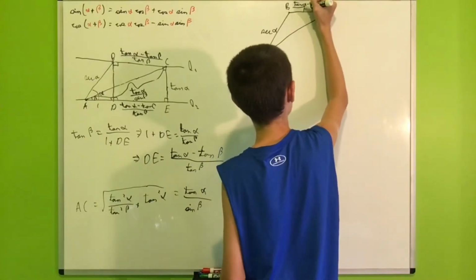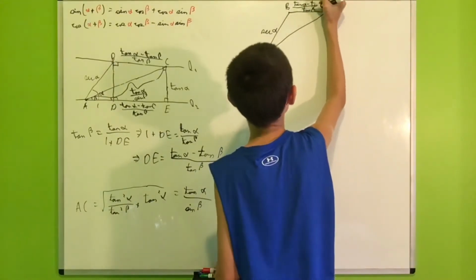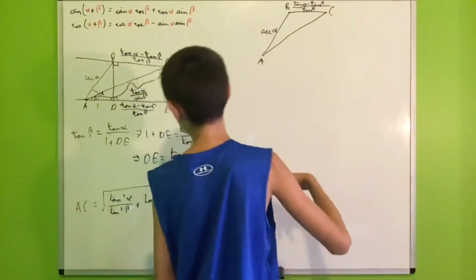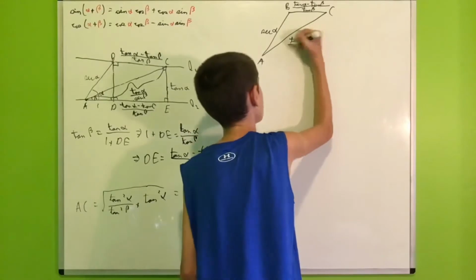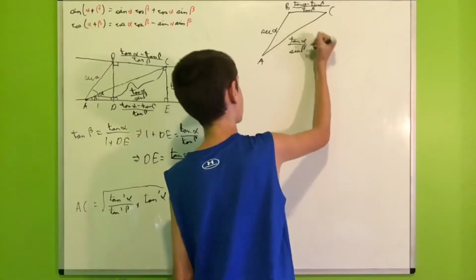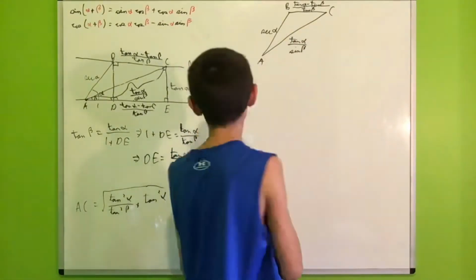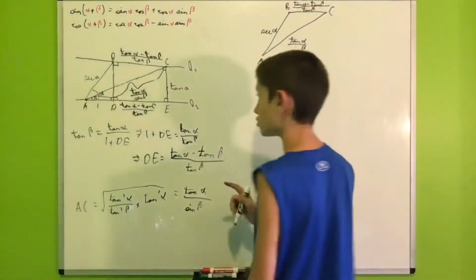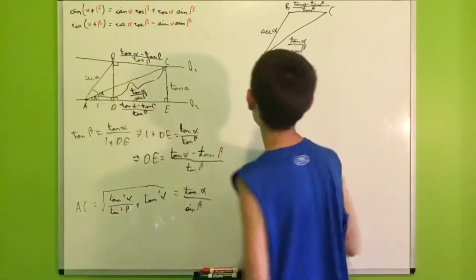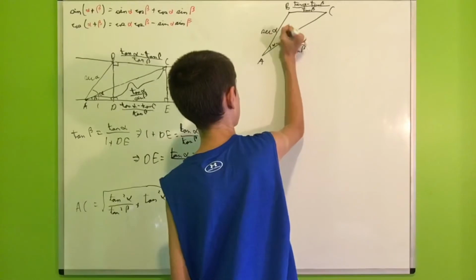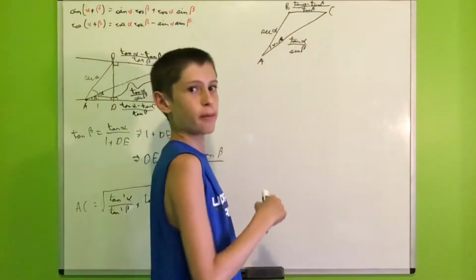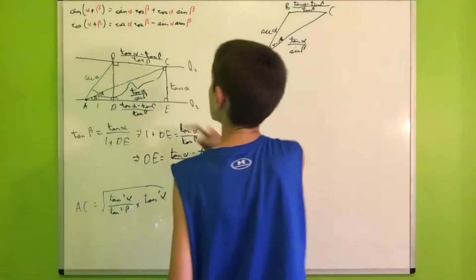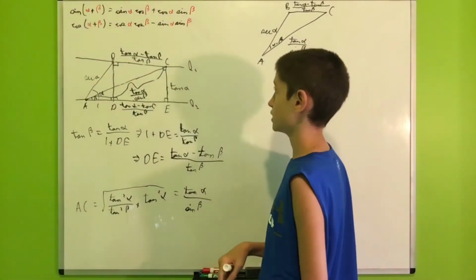And AC will have a length of tangent alpha over the sine of beta. And very importantly, angle BAC will have a measure of alpha minus beta. Good. And now we have all the information needed to find the sine of alpha plus beta.